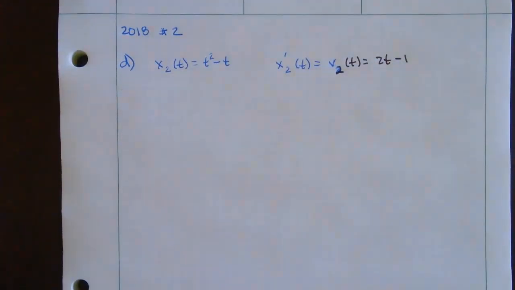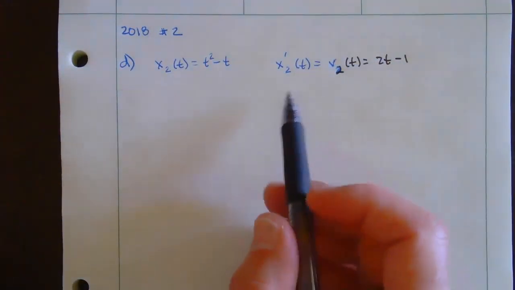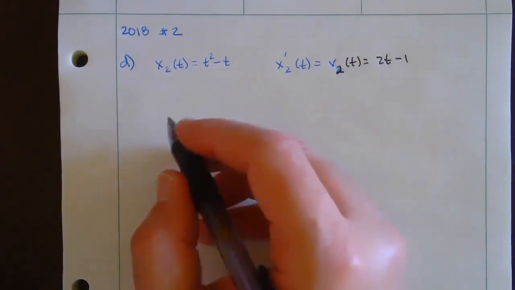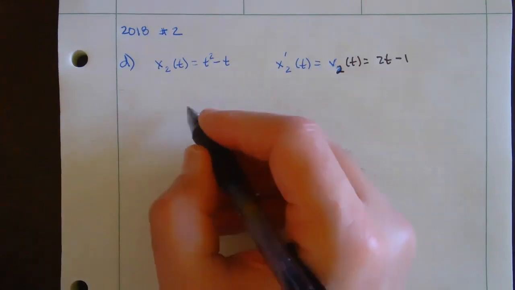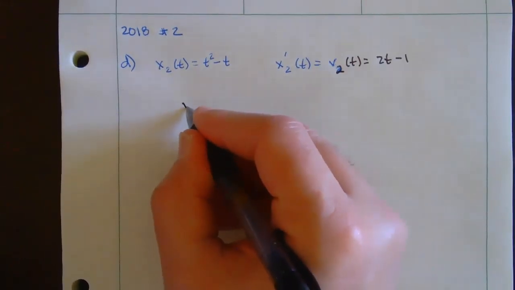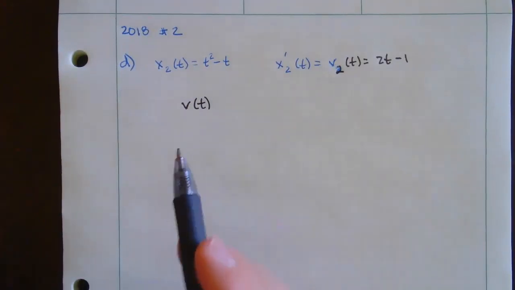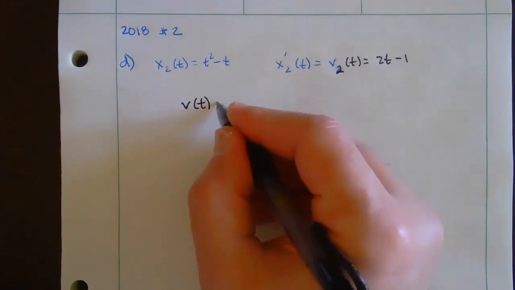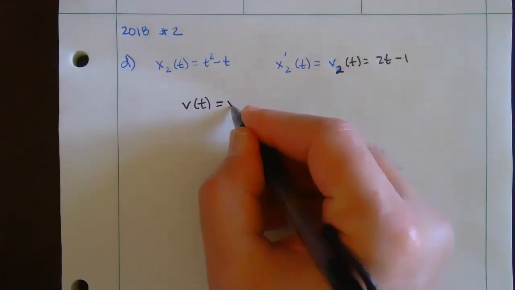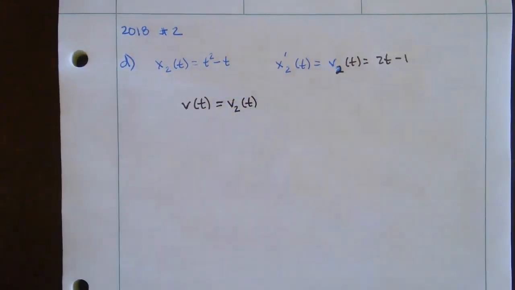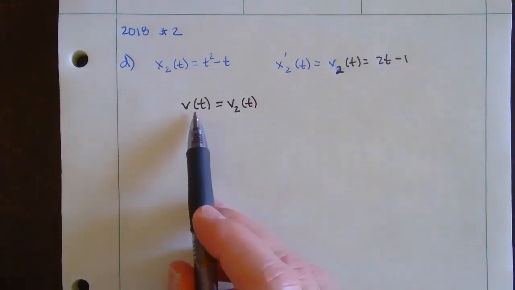Okay, all right, now I know this is v sub 2 of t, right? I want to know where these velocities are the same. So you need to write this, because you're going to solve this. You're going to have v of t, which is the original velocity of the original particle, and we want to know when this is equal to v sub 2 of t, right?